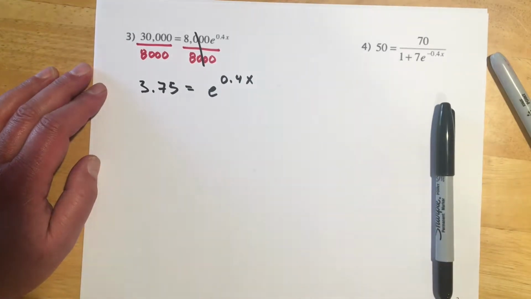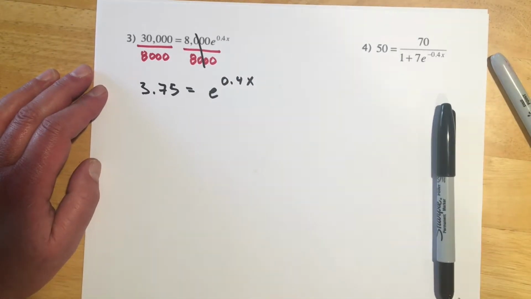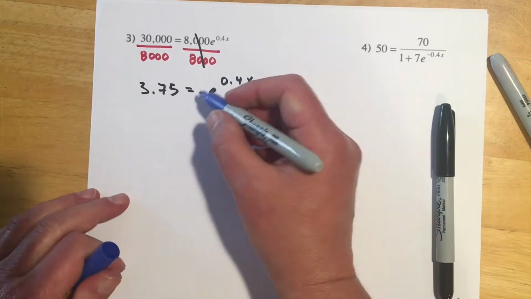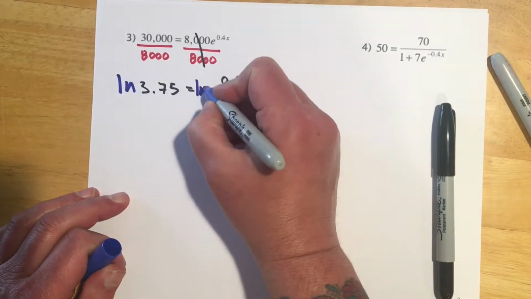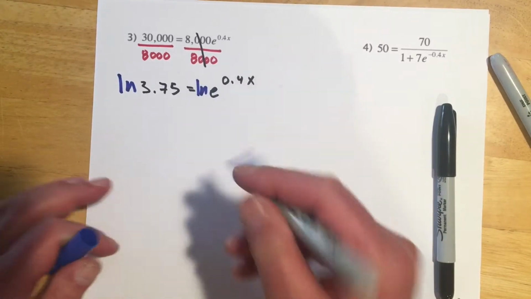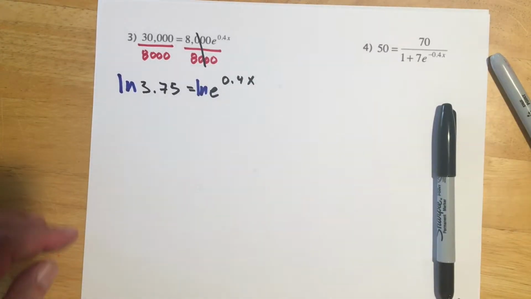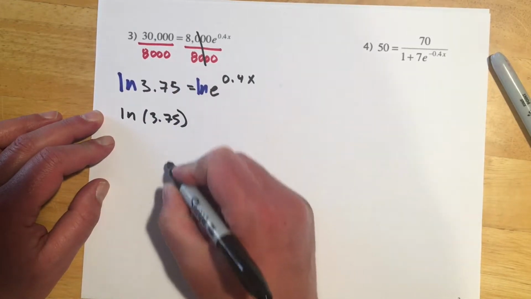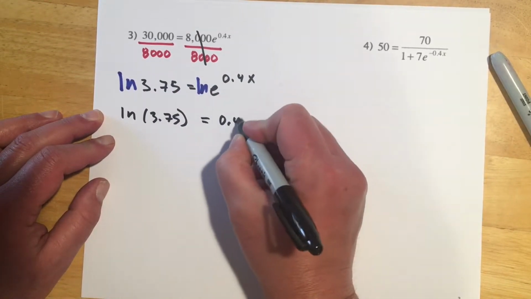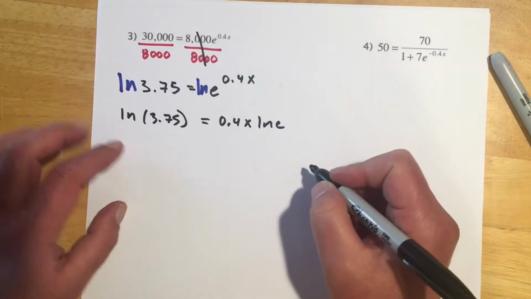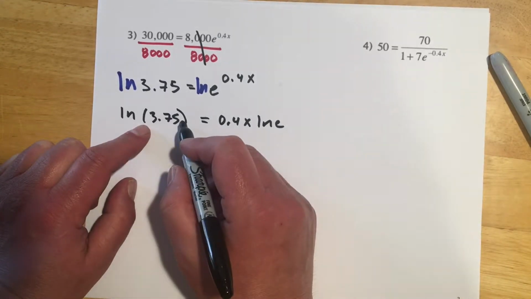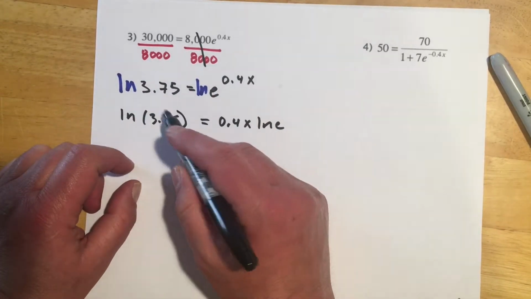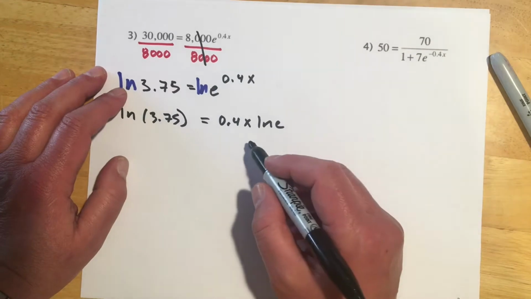So the last two examples I used log base 10. I could have also used natural log, it wouldn't matter. On this one, I definitely want to use natural log because of that base e, and you'll see that makes it just a little bit easier in a second. So here we have ln of 3.75 equals 0.4x ln e. And this time I happen to write parentheses. I'm really bad about that. In general, I should probably have parentheses around that, although it's sort of implied.